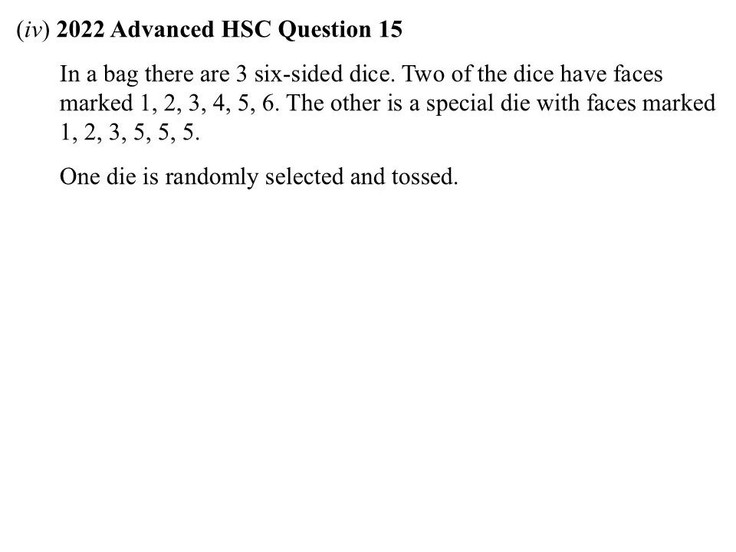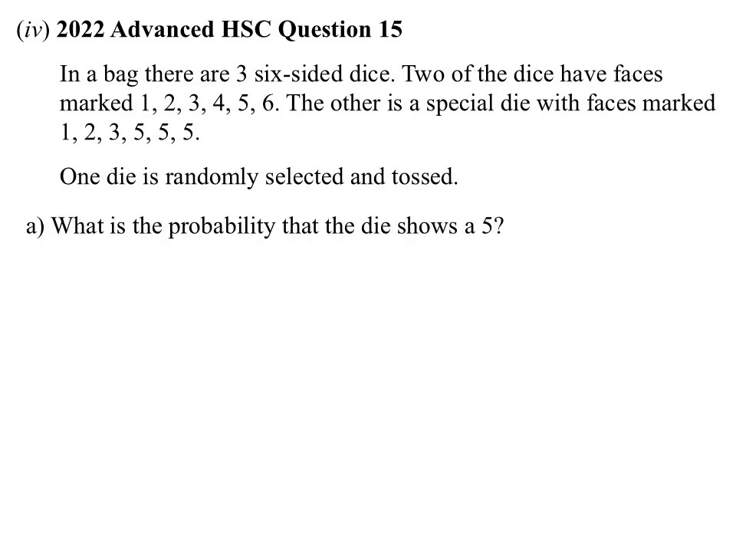Let's have a look at this HSC question. We've got 3 6-sided dice, but they're not normal dice. Well, 2 of them are normal, 1, 2, 3, 4, 5, 6. But the third one, the faces on the die go 1, 2, 3, 5, 5, 5. We're going to randomly pull out one of them and then roll it. What's the probability we get a 5?